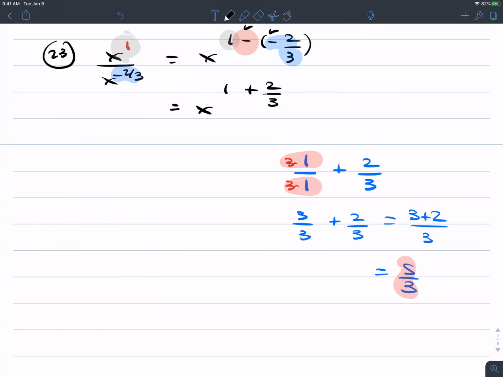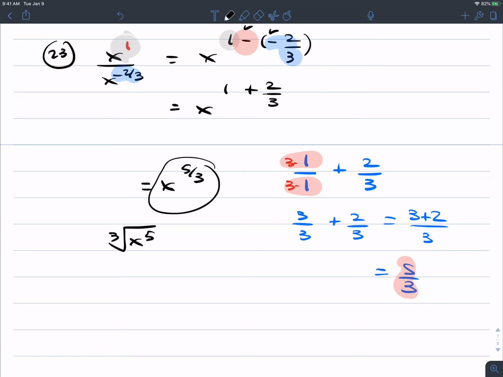Now I'm going to point out something here if you're awake. This answer written with a positive exponent is x to the 5/3, because that's what 1 plus 2/3 is, right? We took the 1, we added it with 2/3. Now, you already know if they want us to write this as a radical, then that's going to be the cube root of x to the 5th again, and that's not simplified because the index is larger than the power for x.